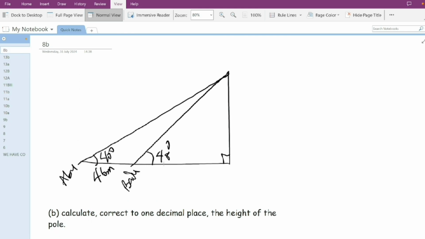We have 8b: calculate, correct to one decimal place, the height of the pole. That means we're calculating the height of this. This is the pole. Here we're going to be using sine rule and Pythagoras theorem to solve this question. This method was discovered while being inquisitive about finding all the angles.